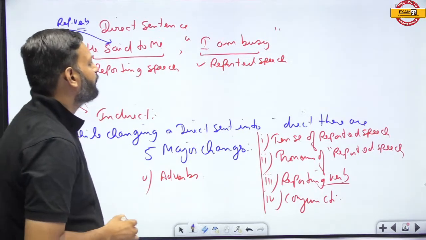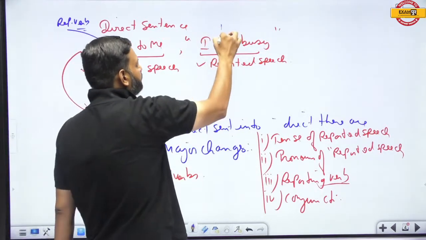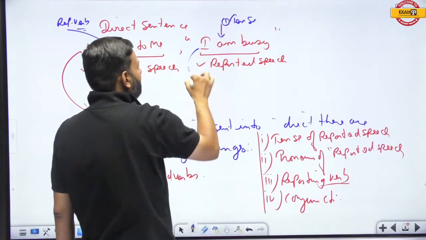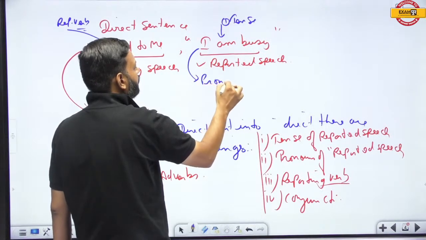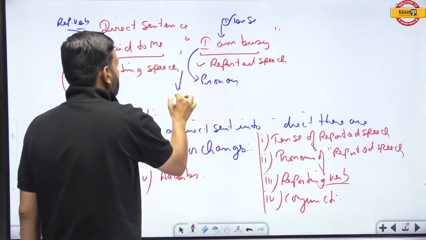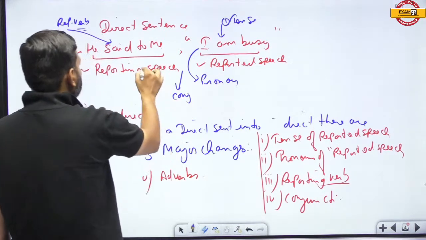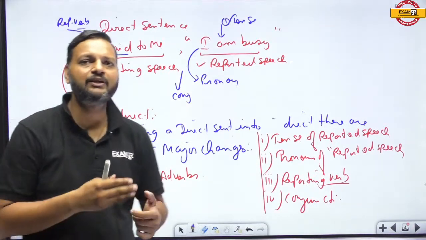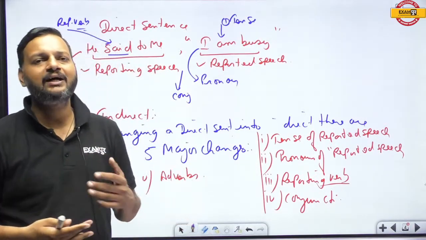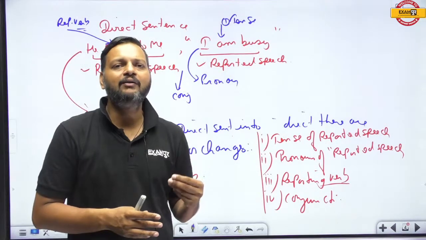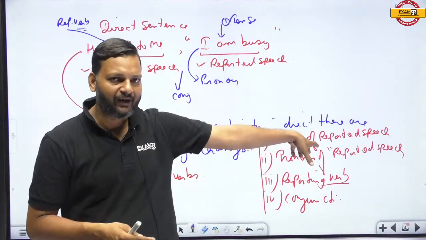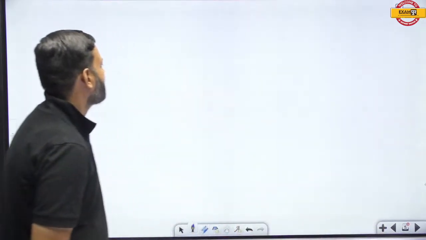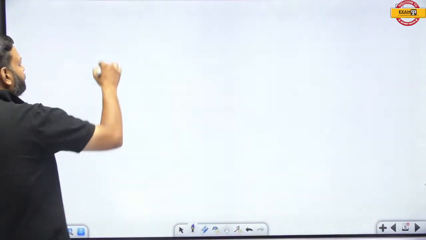So here we have to change first thing tense, second thing pronoun, third thing conjunction, fourth thing reporting verb, and fifth adverbs. These are the 5 major changes that we do while changing a direct sentence into indirect. Now I will tell you some basic things about all these 5 changes. So let's start with the first one.